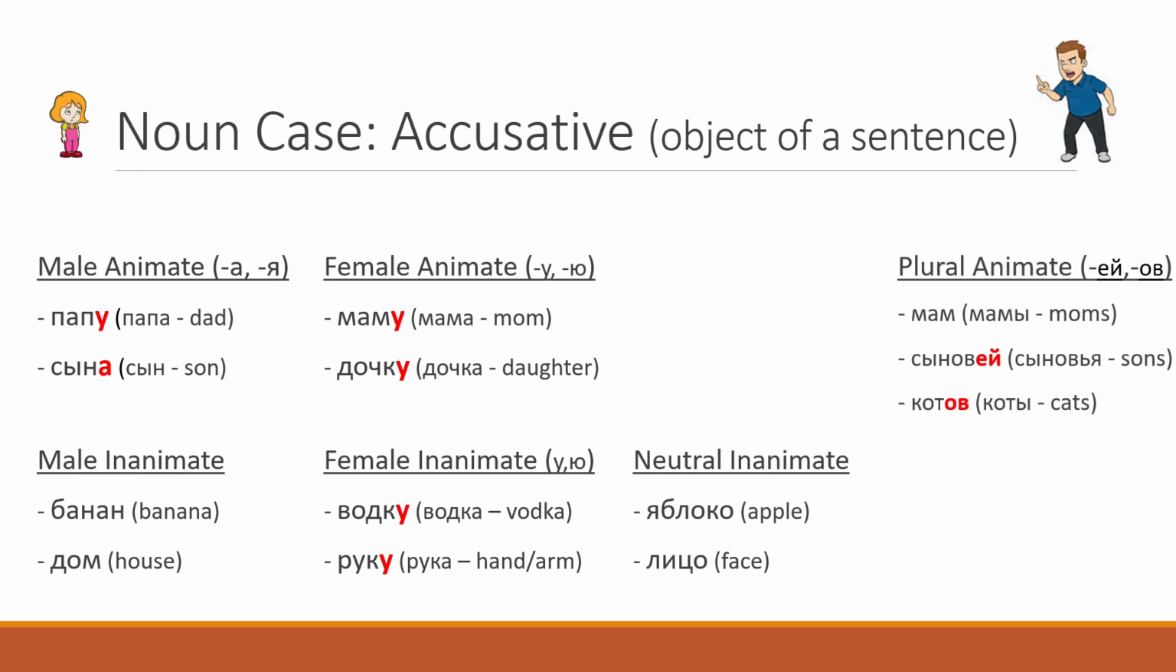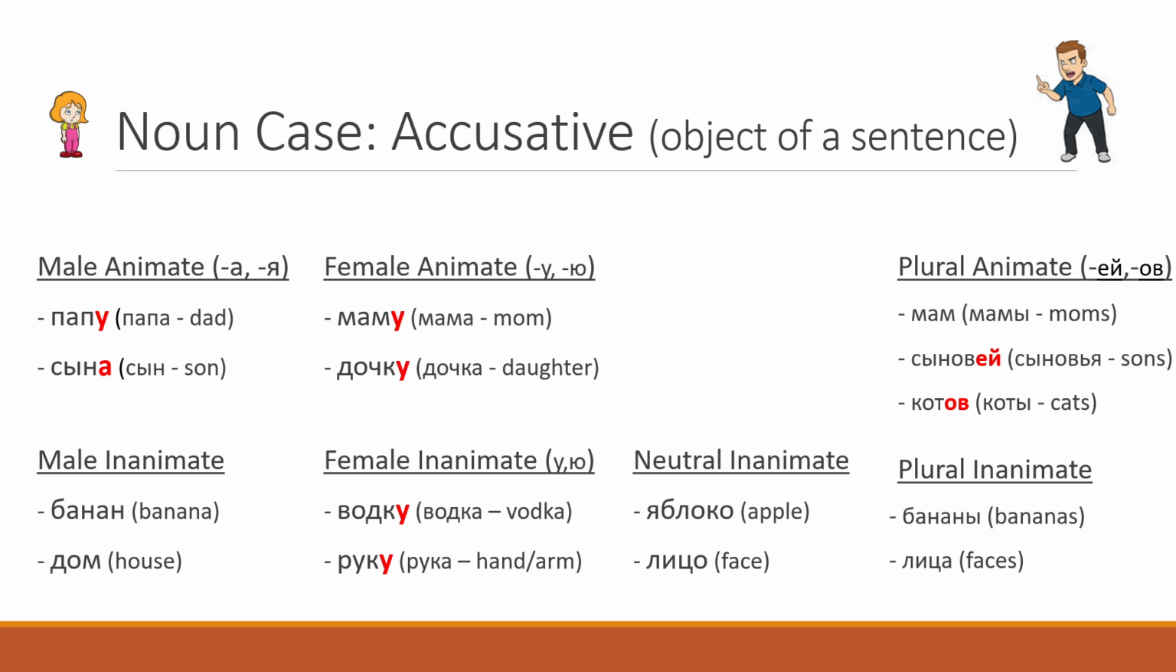Now, if it is plural and animate, that is the most complicated situation. There are 3 possibilities. Either there is no ending, the ending gets truncated, like mamy becomes mam. Or you get an ey or ov ending. So synovya becomes synovey. Koty becomes kotov. And if it's plural and inanimate, there's no change. Banany and litsa, it stays the same.